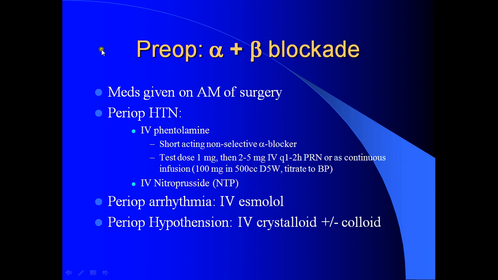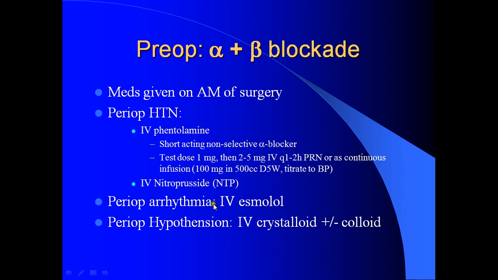During the operation, you give IV phentolamine, which is a non-selective alpha blocker. Test dose is 1 milligram, then 2 to 5 milligram IV, 1 to 2 hourly, or as continuous infusion, titrated for BP, or IV nitroprusside. These are the drugs which are given to control the hypertensive crisis occurring during the surgery.